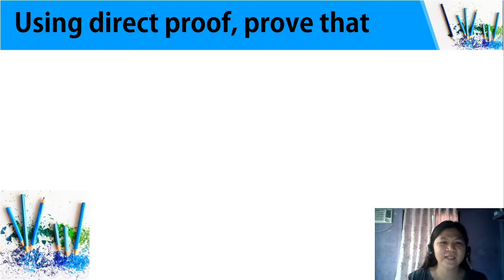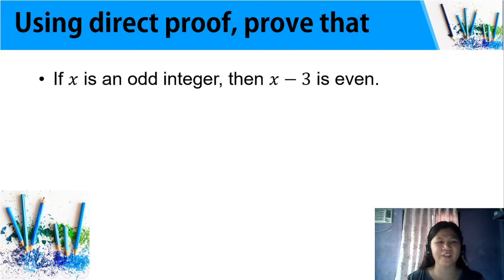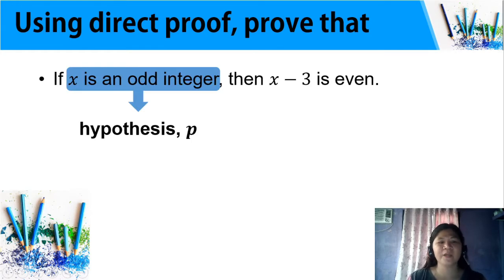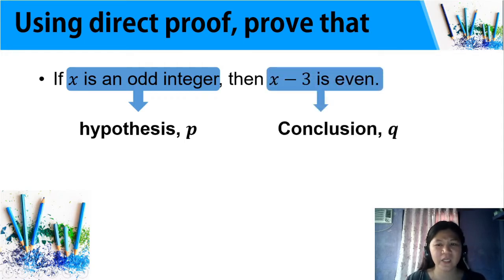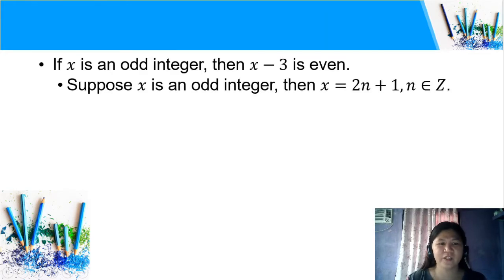Okay. As an example, using direct proof, prove that if x is an odd integer, then x minus 3 is even. In this example, x is an odd integer is our hypothesis, and we denote that with P. Also, x minus 3 is even is our conclusion, and we denote that with letter Q. If x is an odd integer, then x minus 3 is even. So we will start with the proposition P, and then derive some facts to prove that x minus 3, or our Q, is even, or true.